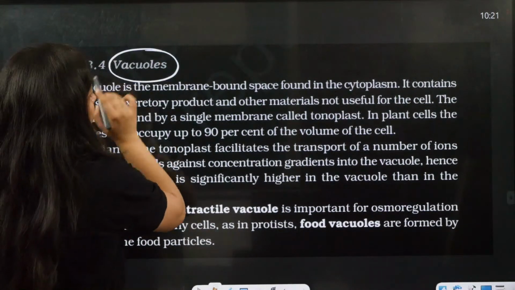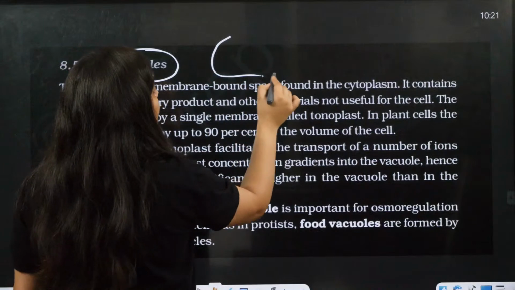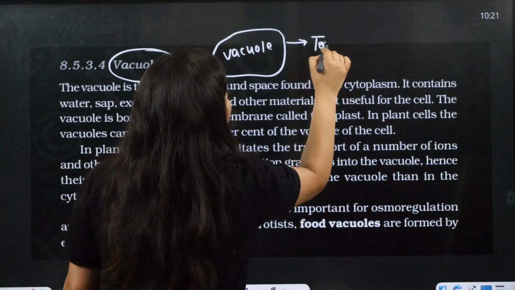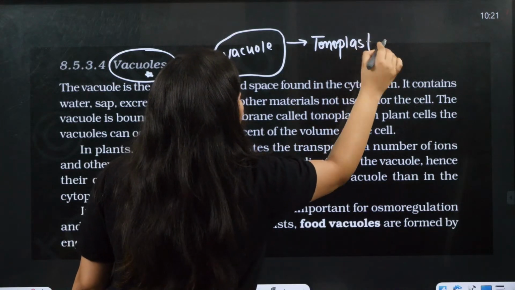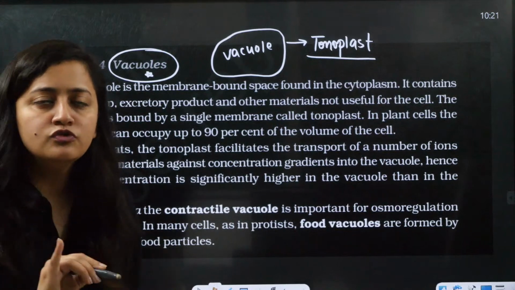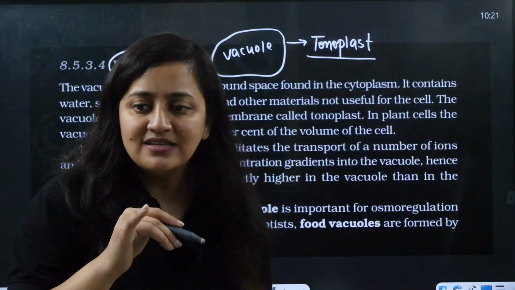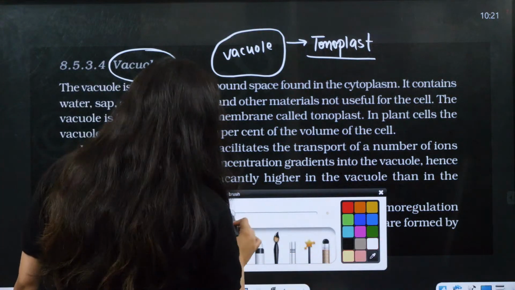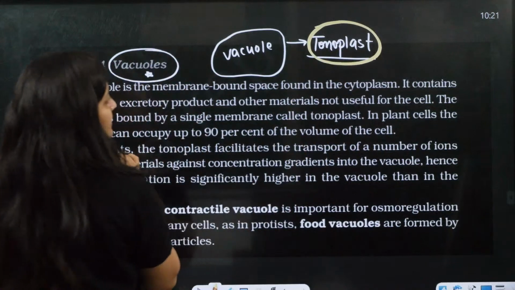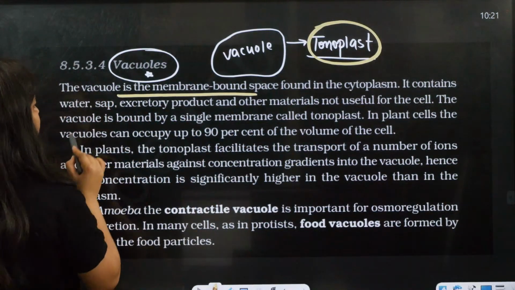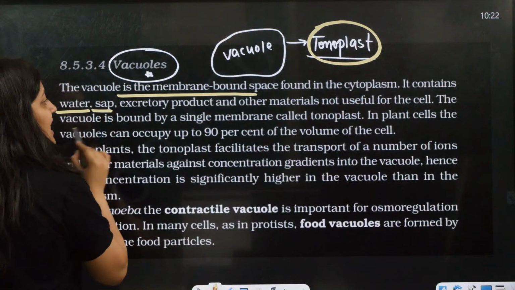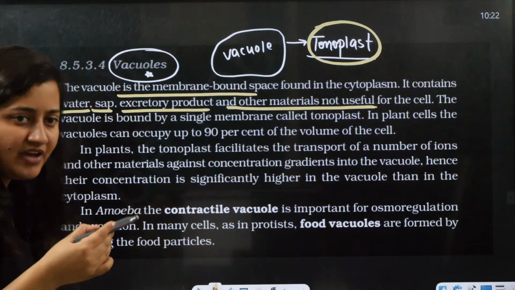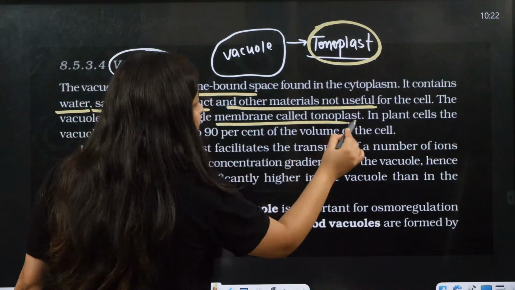But next is the vacuole. In the case of vacuole, the very important point that you need to understand is that there is a membrane, and we call that membrane the tonoplast. What is the name of that membrane? The name of that membrane is the tonoplast. So it is important, please mark this word, tonoplast. It is a membrane-bound space in the cytoplasm. It can have water, sap, excretory products and other materials which are not useful for the cell, and the vacuole is bounded by a membrane called the tonoplast.